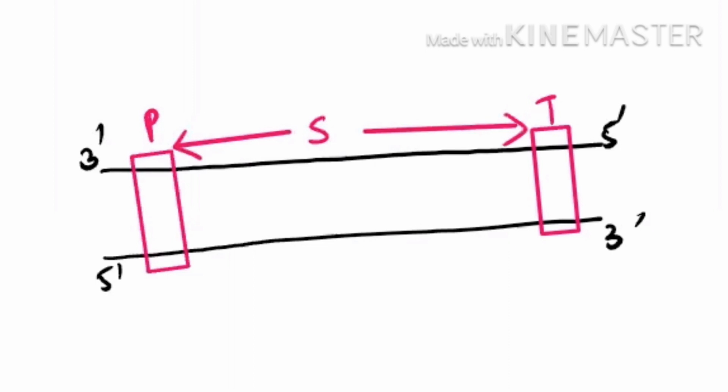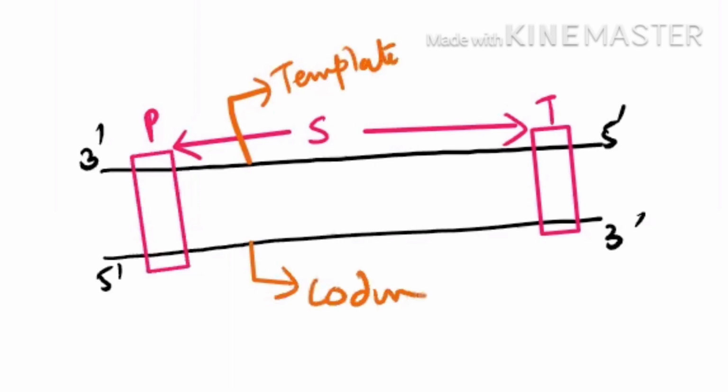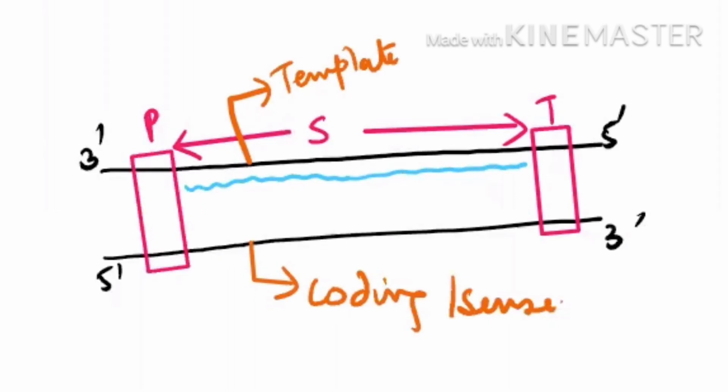And after this, you do this labeling. You make this as the template area. This is the template. And you make this as the coding area. Coding means sense strand. And one more suggestion is you just make this line. This line means it is actually the RNA which you are transcribing. So whatever question they ask you with direction, I hope this will help you and you will always get the answer right. Let me give you one example.